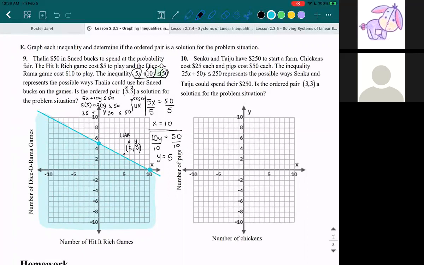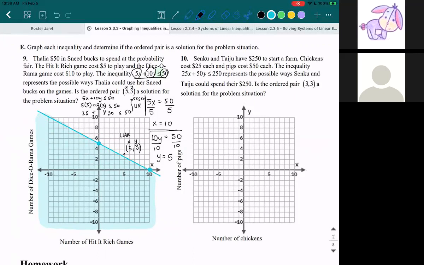All right, welcome back. So for number 10, it says Senku and Taiju have $250 to start a farm. Chickens cost $25 each and pigs cost $50 each. The inequality 25x plus 50y is less than or equal to 250 represents the possible ways Senku and Taiju could spend their $250. Is the ordered pair (3, 3) a solution for the problem situation?